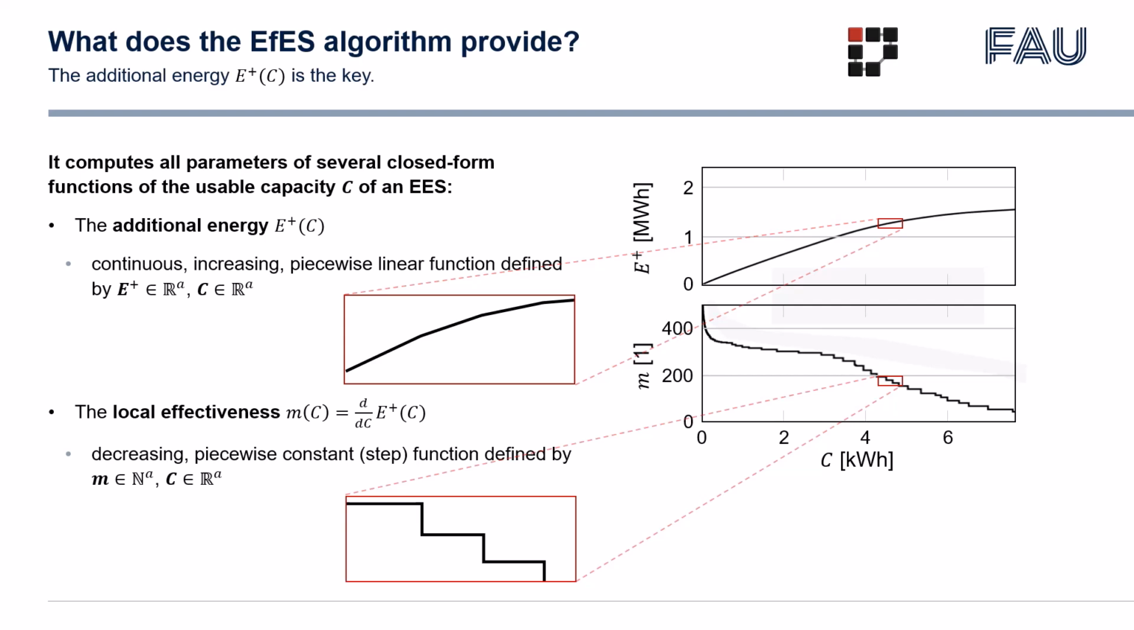Once you look at the derivative of our E+, so at the local effectiveness, you can see that it actually is a decreasing and piecewise constant step function, defined again by the same C array, the C vector, which defines the points where your steps actually go down, and M defines the height of the stairs.